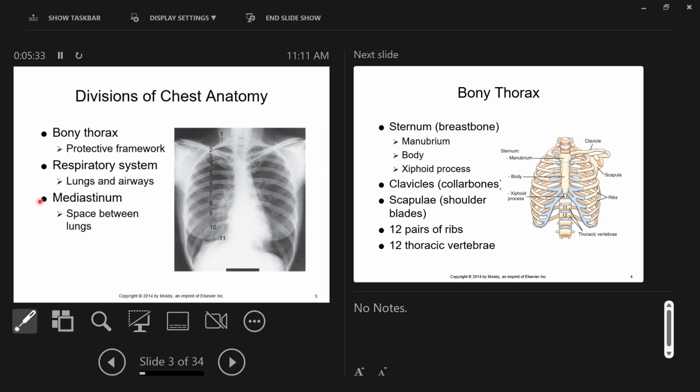And then there it is, though. There's our three divisions to the chest. The bony stuff, the breathing stuff, and then everything else.